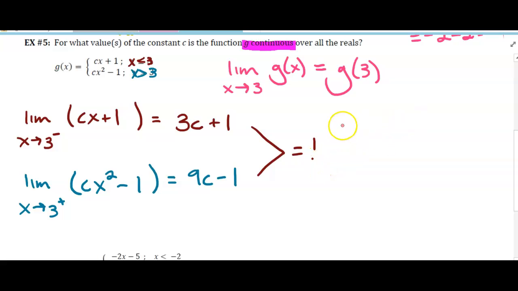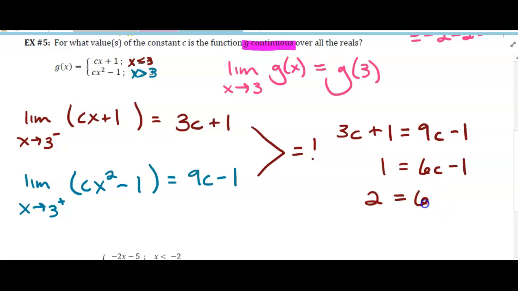Yay, equals. What that means for me is that I can set 3c plus 1 equal to 9c minus 1, and now I have an equation that I can solve in order to get my c value that's going to make this true, that's going to make it continuous. I'm going to go ahead and move my c's over to one side, so I'm going to subtract 3c on both sides, so I get 1 equals 6c minus 1. Move the 1 over to the other side, and I end up getting a c value of 2 over 6, which reduces to 1/3. And this is the value for c that will make this function continuous, that will make sure that there's no jump discontinuity between my pieces.